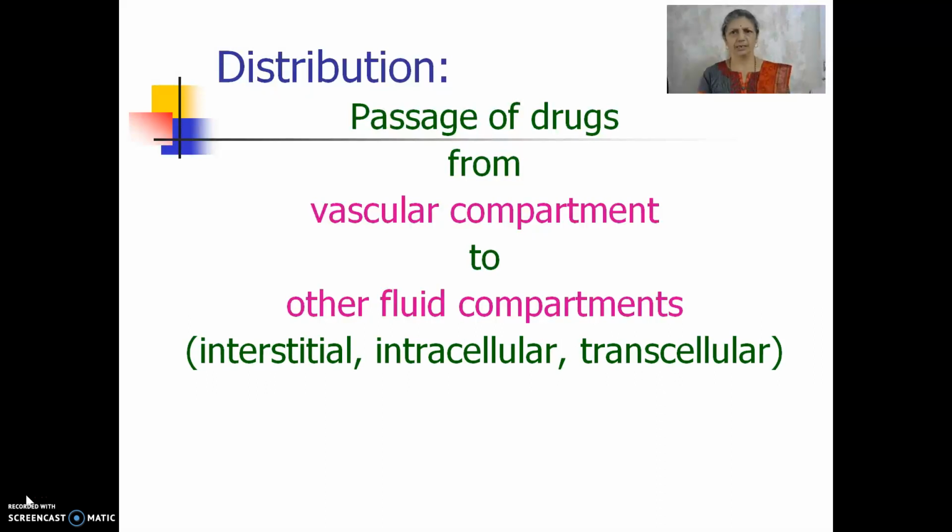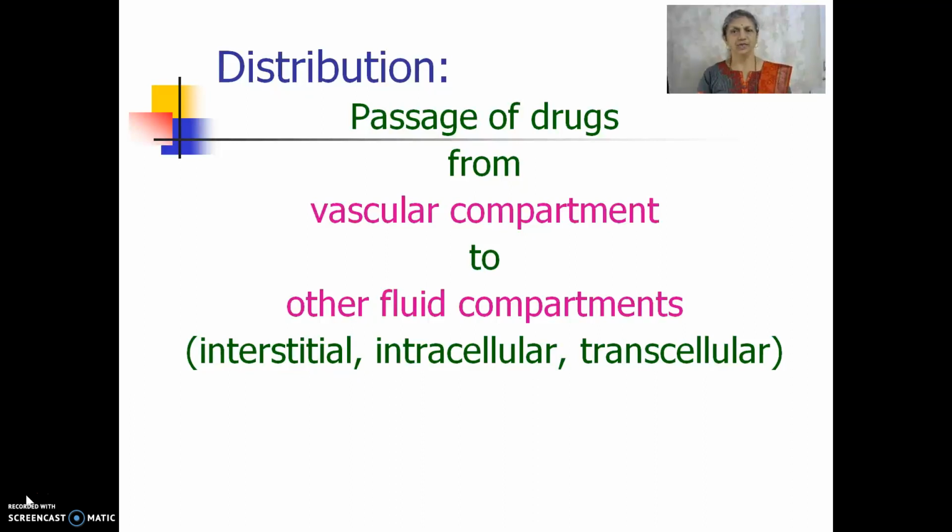Interstitial fluid compartment is the fluid around the cells. We could equate it with extracellular fluid around the cells. Another fluid compartment is inside the cells, that is intracellular fluid compartment. And what is transcellular? It is the fluid within body cavities, like say for example CSF in the ventricles or aqueous humor in our eyes, the fluid in body cavities.